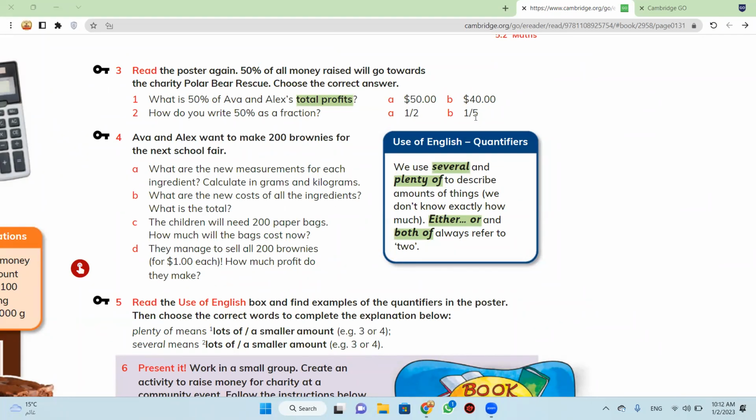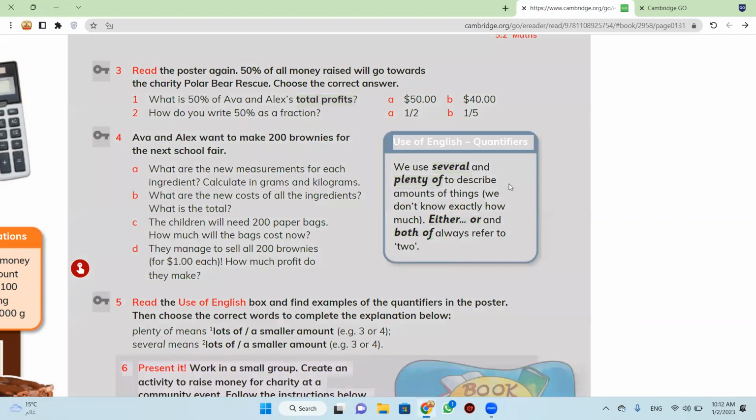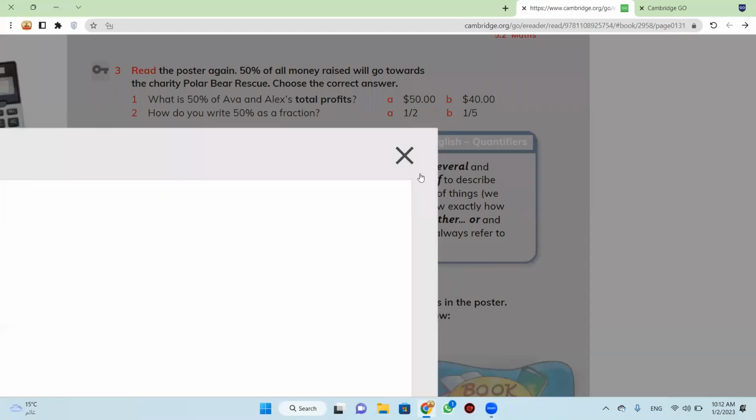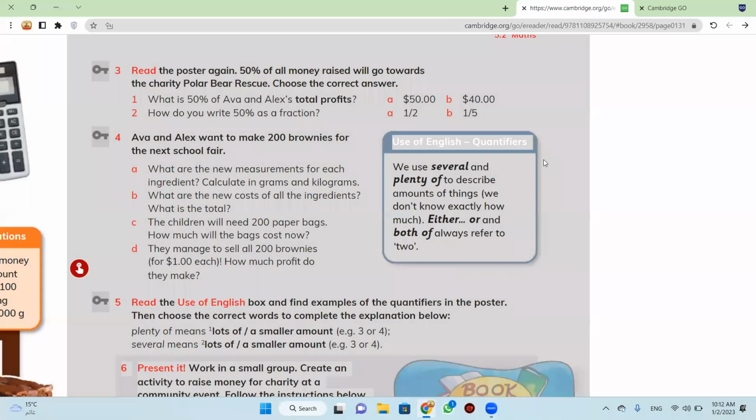Yes, good answer. Now, who wants to do the last one? D. They managed to sell all 200 brownies for $1 each. How much profit do they make? Okay, anyone? Guys, participate with us. Those who haven't raised their hand, guys, participate with us.